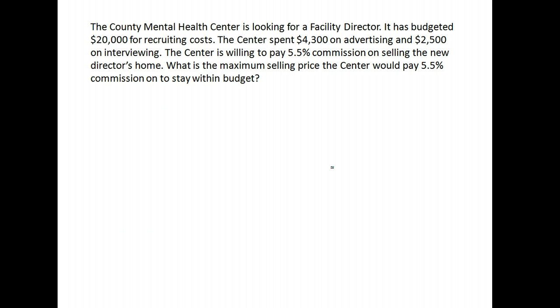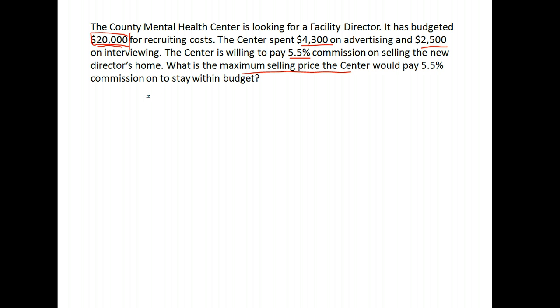Let's do another example. So this time we're talking about Community Health Center. They're looking for a facility director, and they've budgeted $20,000 for recruiting costs. So that's what their total has to come to, or that's the most it can come to. They've spent $4,300 and $2,500 on advertising and interviewing, and again, they're willing to pay 5.5% commission on whatever the new director's home sells for. What is the maximum selling price they would pay for?